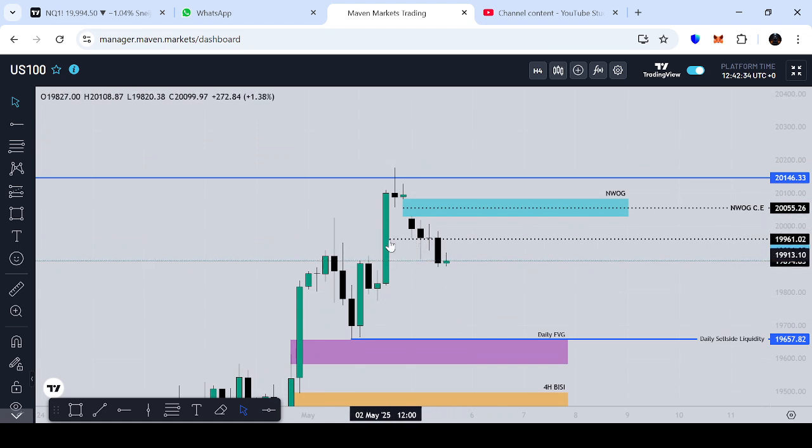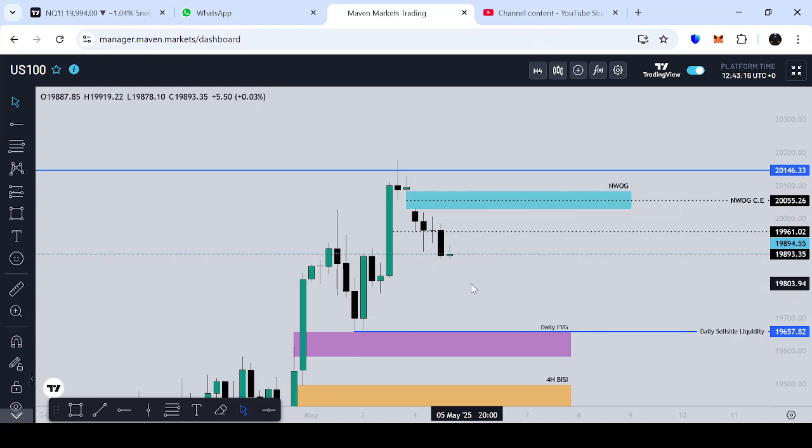So this inefficiency over here has been validated. That's the consequent encroachment of it, the 50% of this inefficiency. It has been validated. So we're going to treat it as an inversion fair value gap. Price coming over here again, it will now act as a premium area. Before it was acting as a discount for this kind of rejection block over here. So price validated the 50% of this inefficiency. Coming back to it again is going to act as a premium level, a strong PDA premium level.